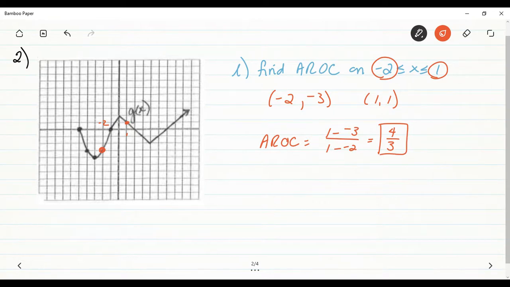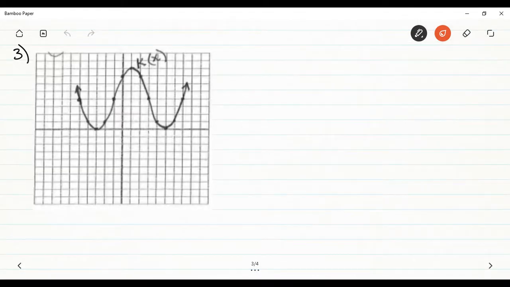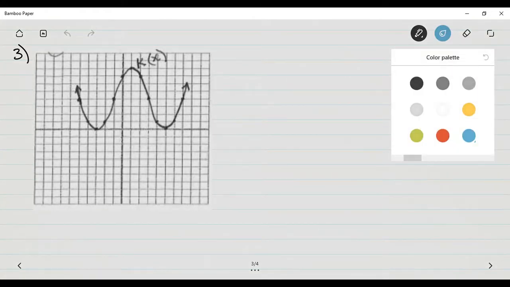This concludes question 2. Now for question 3 and question 4, we'll be looking at interval notation. So the previous notation was inequality. Now in number 3, we are looking at interval notation. Similar questions as before, but a different graph and different notation.